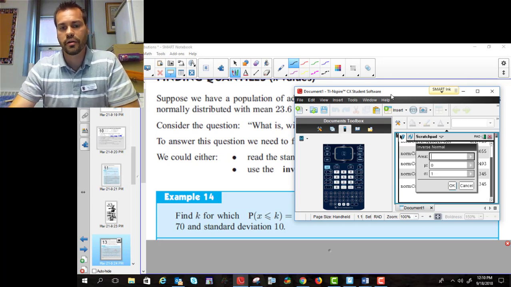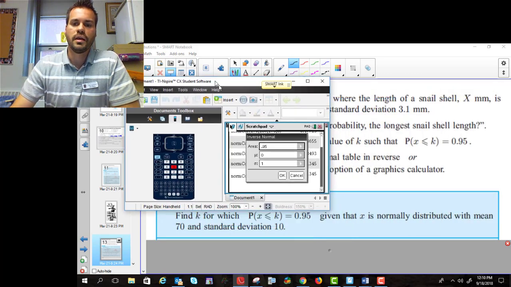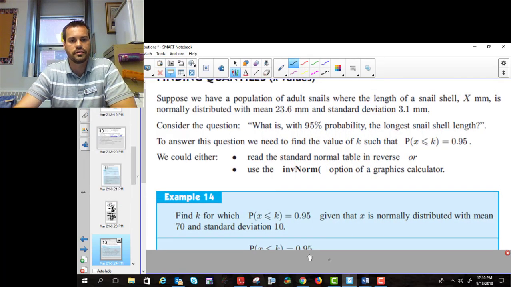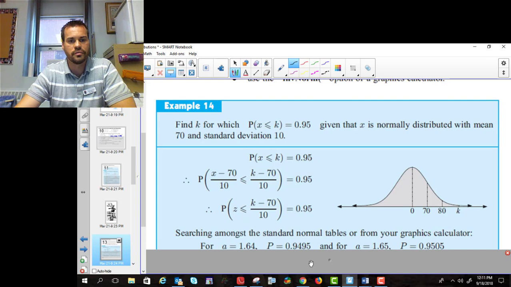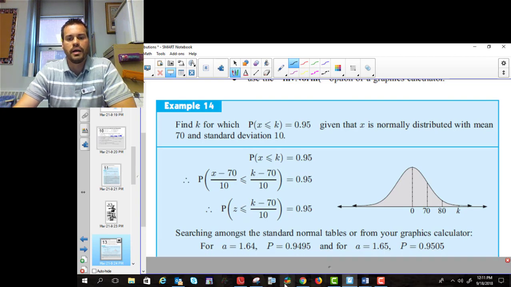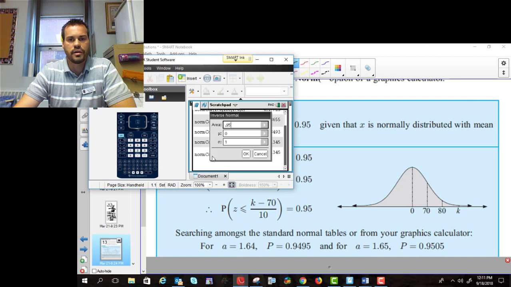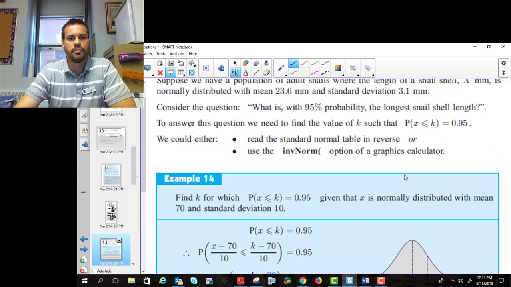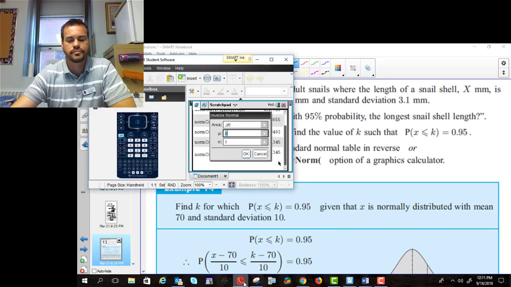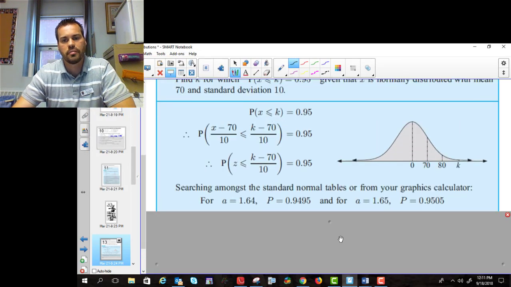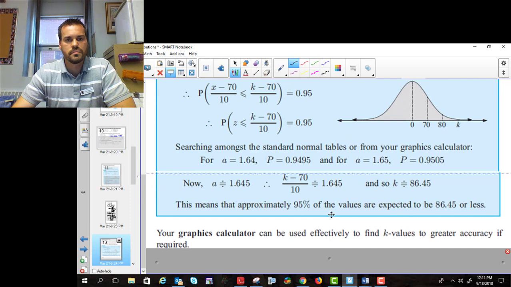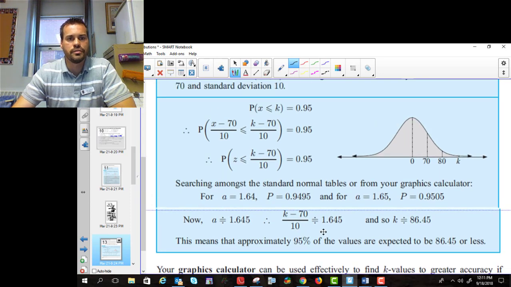So we're going to take our area, which in this case is 0.95, and if we just hit enter now, it's going to give us a z value. So if you look at this solution, it's going to give you a z value. But you can also just put the standard deviation and the mean in here. So if you know the mean, this one already tells us the mean is 23.6. So we put in 23.6, and the standard deviation is 3.1, and we hit OK. And it just gives it to us. It's 28.699, so 28.7 basically. And we get the same answer, either using this method or the other method.